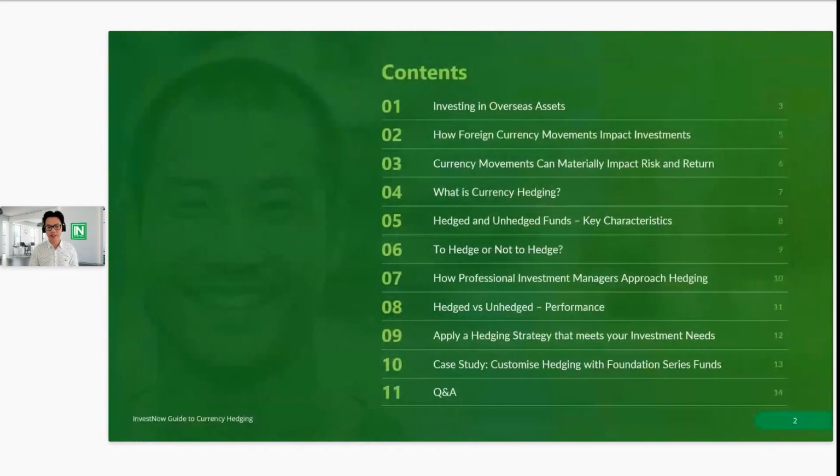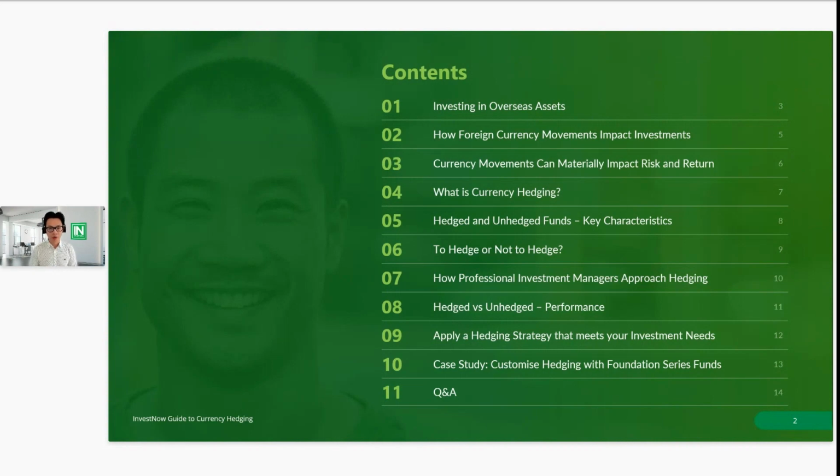So we have quite a few things to run through today. I'll provide an overview of what investing in overseas assets entails and how foreign currency movements impact your investments. And then we'll segue nicely into what is currency hedging and the pros and cons of hedged versus unhedged funds. We'll do a little bit of an insight into how professional managers approach the hedging equation, as well as provide an overview of how performance is stacked up.